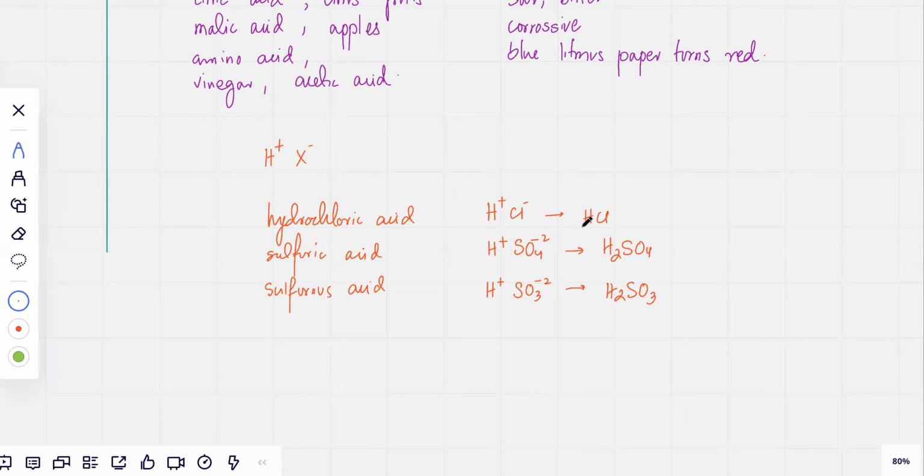So let me write down the names of all the acids. I'll write the names. Just wait one minute. There's a zan going on.